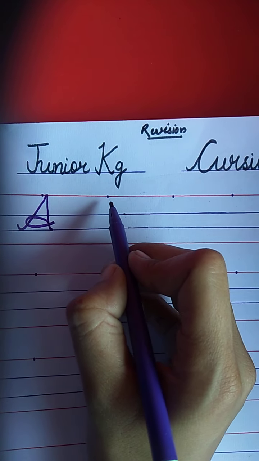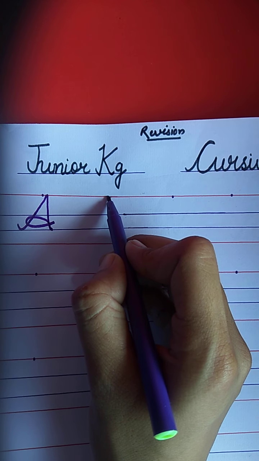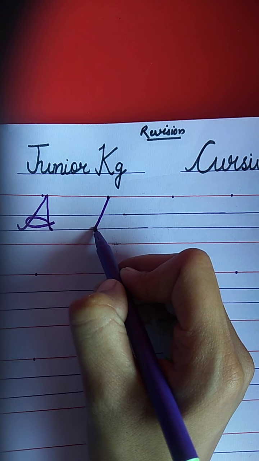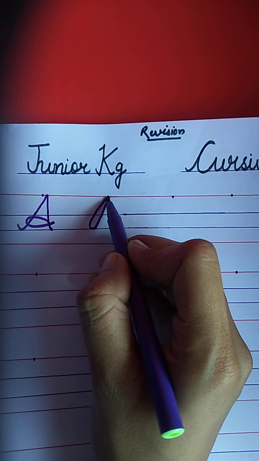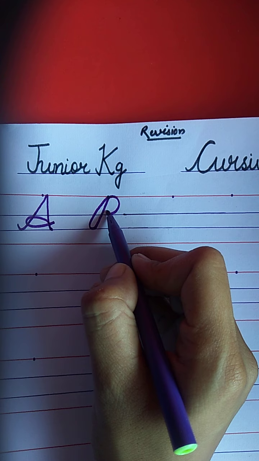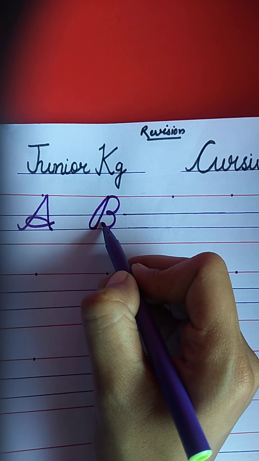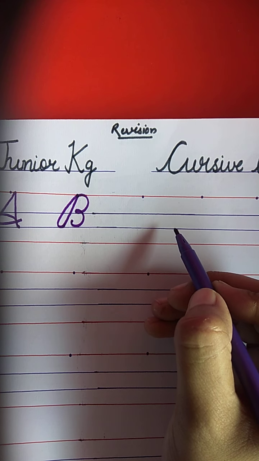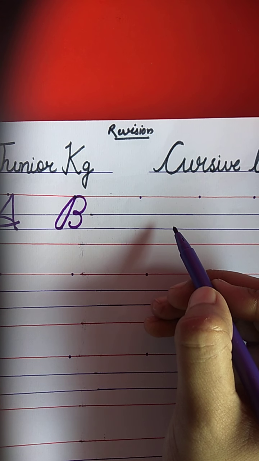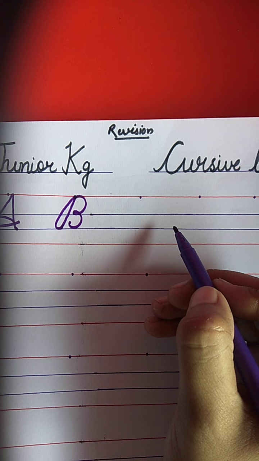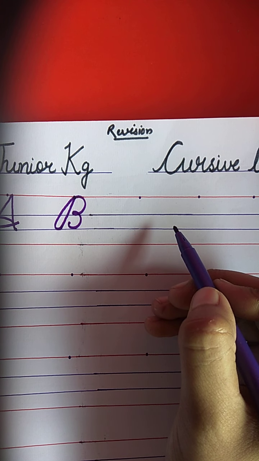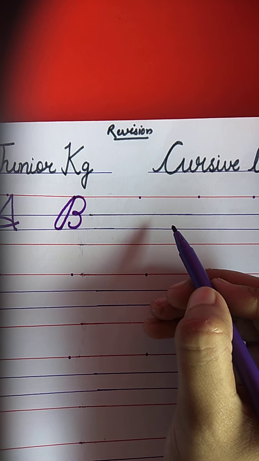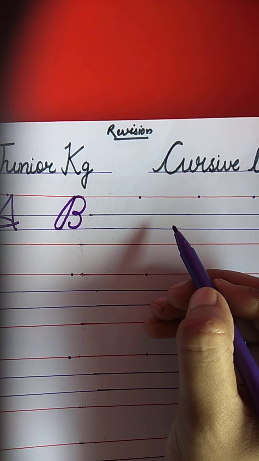B for ball. Put your pencil on the dot. Draw a slanting line. One more slanting line. Then a curve. Loop. Then again a curve. This is letter B. B for ball. What is the spelling of ball? B A L L. Ball. Now the next letter is B letter के बाद क्या आता है बच्चों?